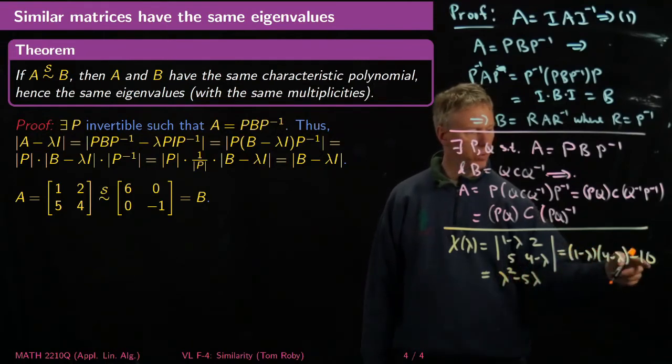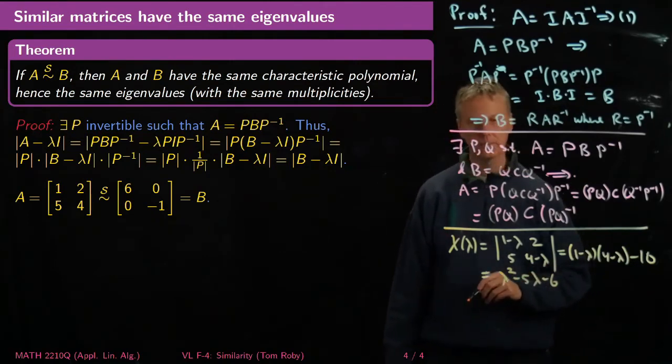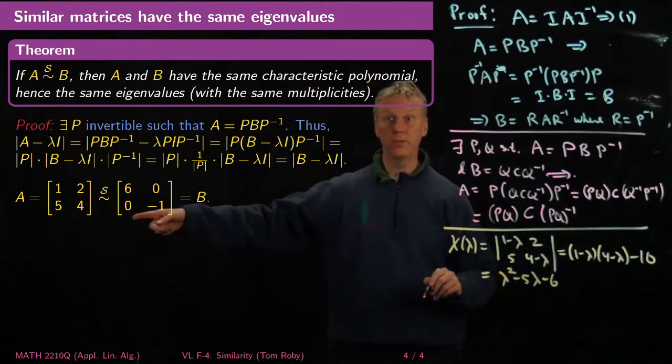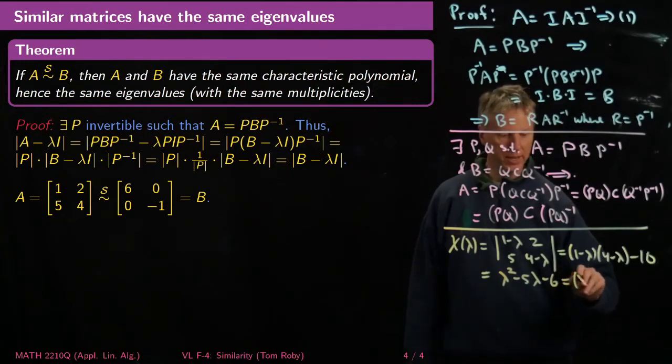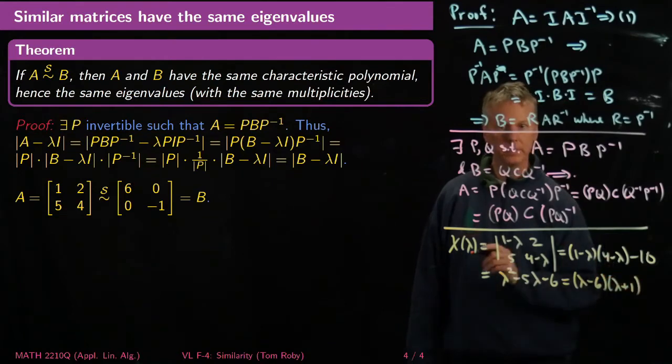And then I'll have plus 4 minus 10 is minus 6. Okay, so that's the characteristic polynomial for A. But you notice that this actually factors really nicely, right? This is actually lambda minus 6 times lambda plus 1.